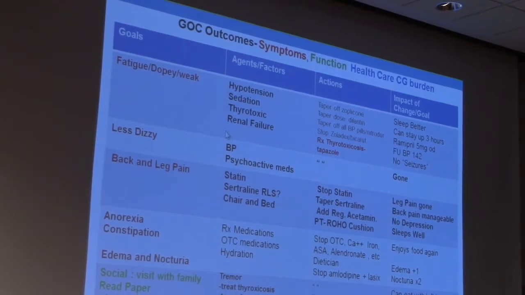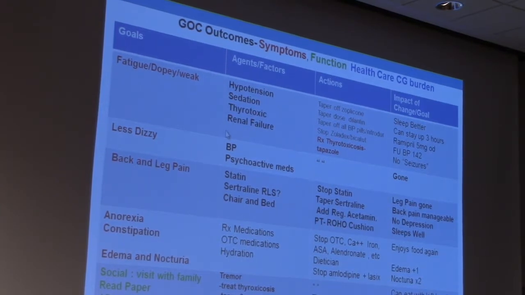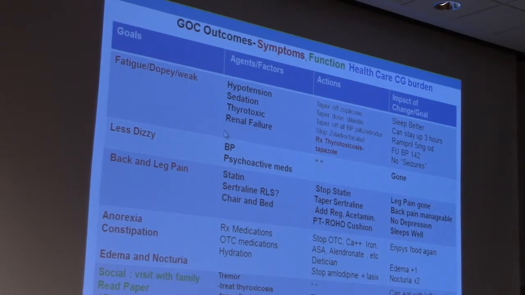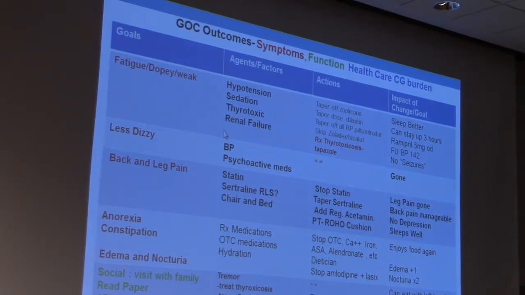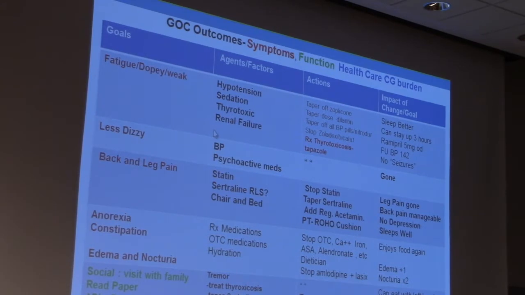So for example, his fatigue, dopiness, and weakness were due to hypotension, right? His blood pressure was low. He was over-sedated. He was thyrotoxic and he wasn't treated. This fellow was thyrotoxic, which was also one of the causes of his tremor. And he had some renal failure. So we tapered him off the Zopiclone. He didn't need a sleeping pill at nighttime.